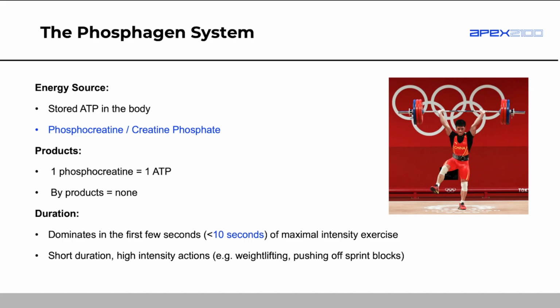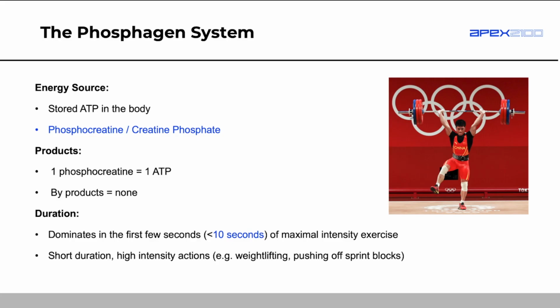Okay, the phosphagen system. The phosphagen system consists of ATP and creatine phosphate, also known as phosphocreatine or PCR. It's referring to the same thing. So when phosphocreatine is broken down, it releases a phosphate and energy, which is then used to regenerate ATP from ADP through a process called phosphorylation. And we're going to talk about that in a second. So in terms of products, one phosphocreatine can create one ATP, and there are no byproducts.